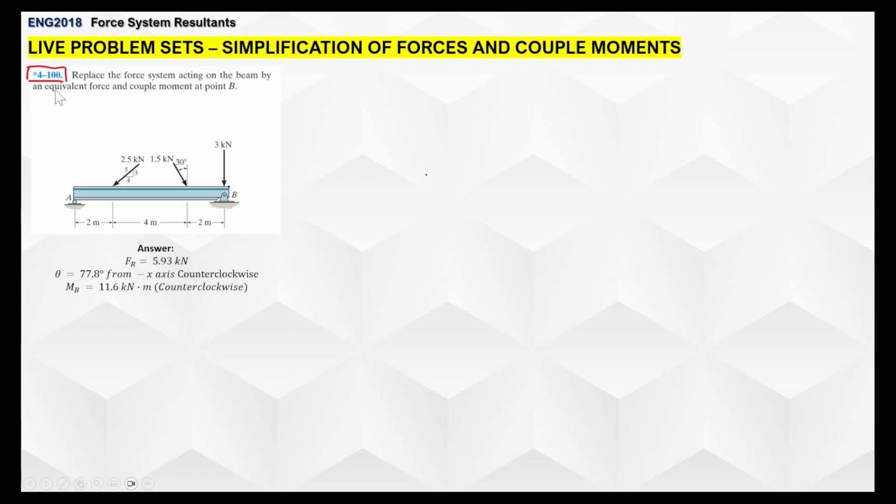Okay, so for 4-100, we are here to replace the force system acting on the beam by an equivalent force and couple moment at point B. So let's see, from point A to B, we have 3 kilonewtons. We have 1.5 applied at 30 degrees from the y-axis, and then 2.5 kilonewtons applied at this particular slope triangle ratio. Here are the dimensions in between supports.